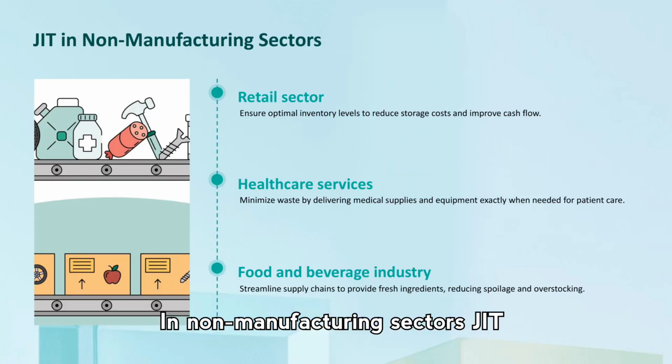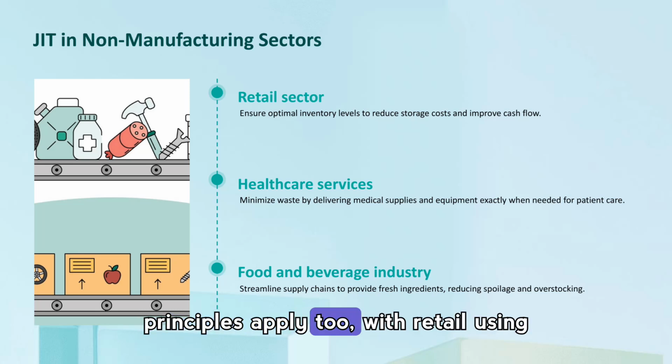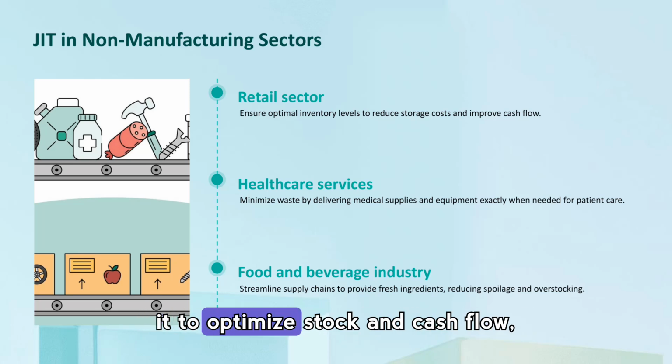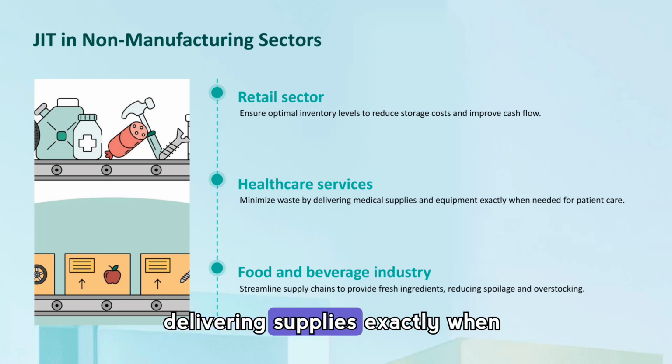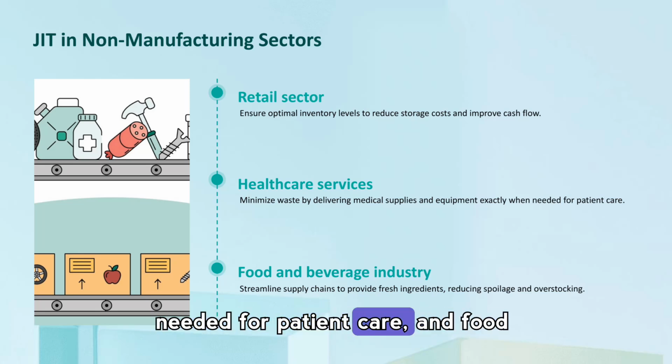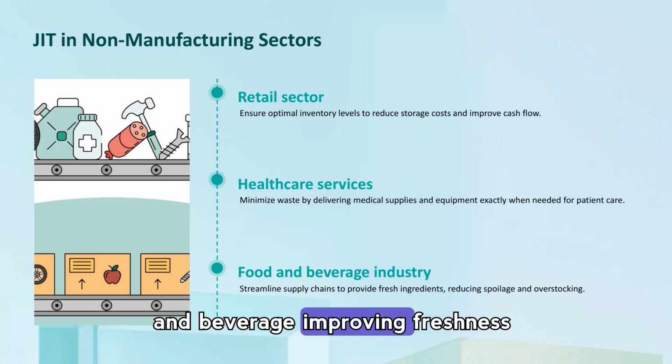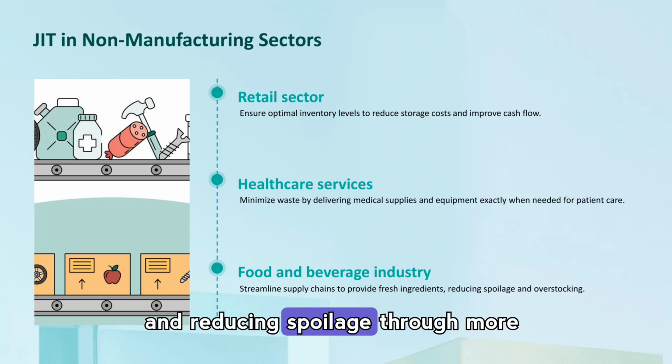In non-manufacturing sectors, JIT principles apply too, with retail using it to optimize stock and cash flow, healthcare minimizing waste by delivering supplies exactly when needed for patient care, and food and beverage improving freshness and reducing spoilage through more responsive supply chains.